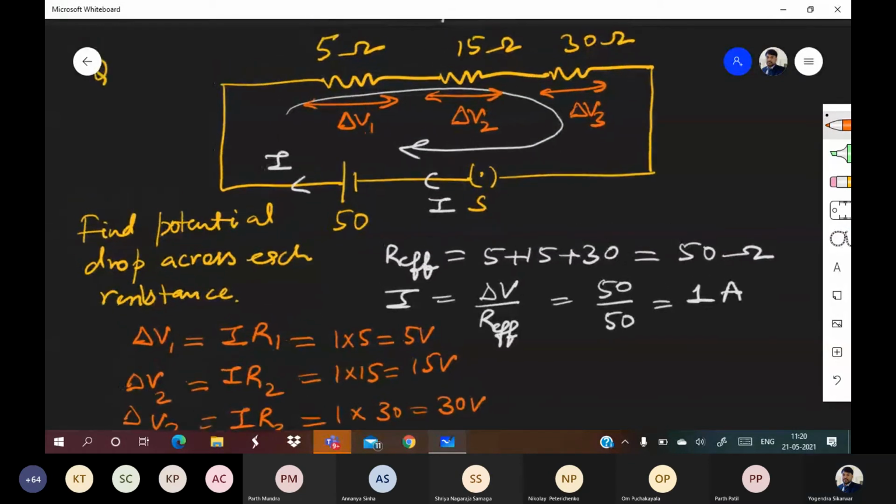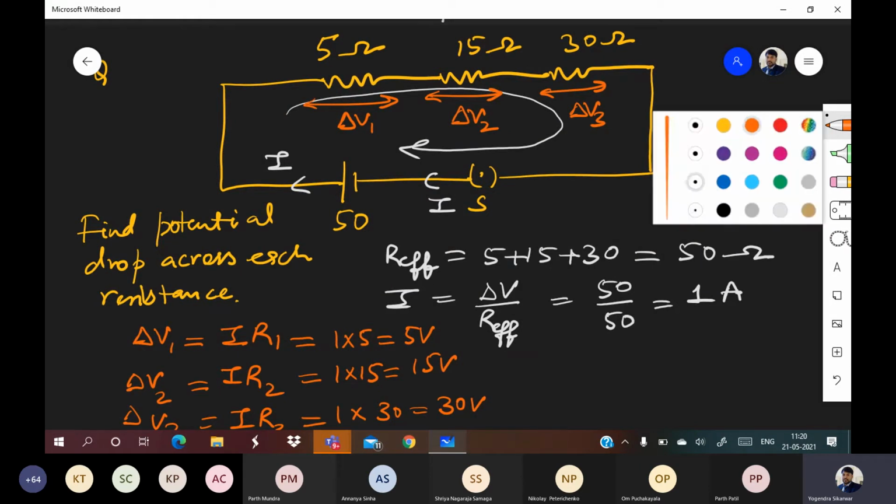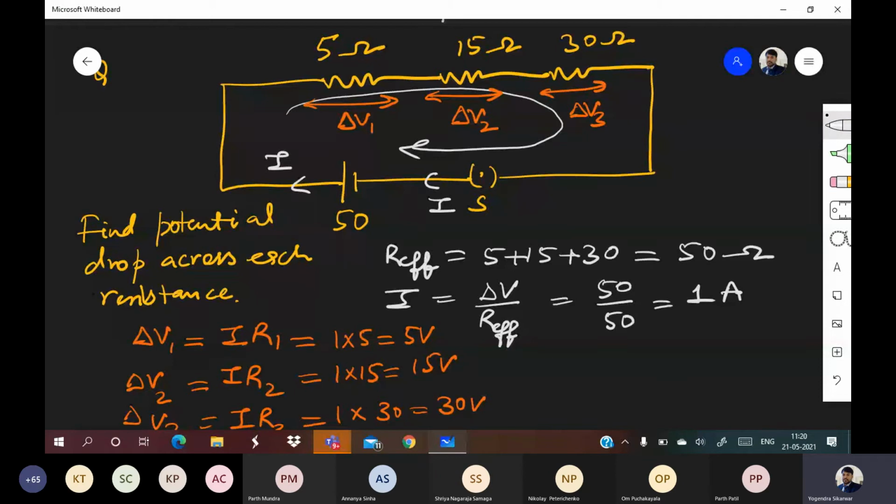Okay, now listen carefully and observe carefully. What is happening here? If you see, when we are going in this circuit, basically we are covering a loop, because it's a closed path. So this is also 50, and if you see the sum of these three, that is also 50.